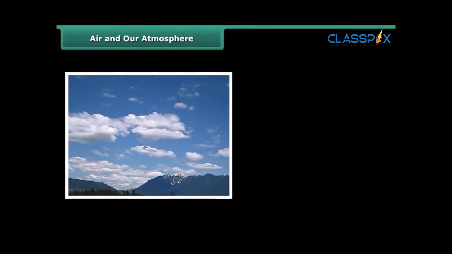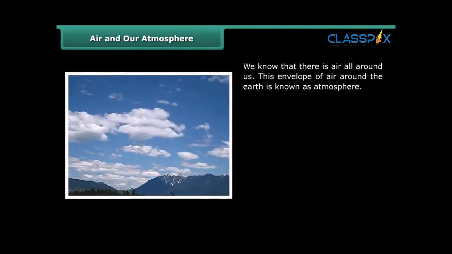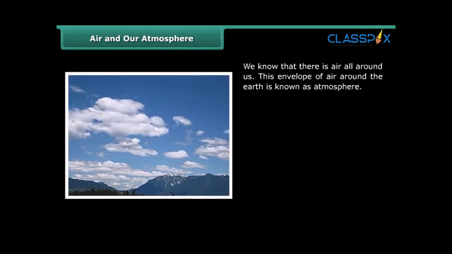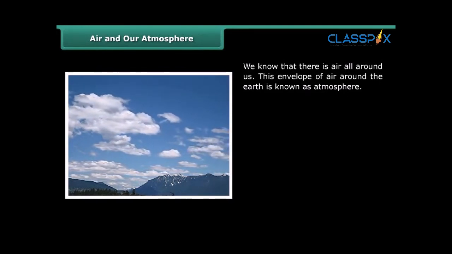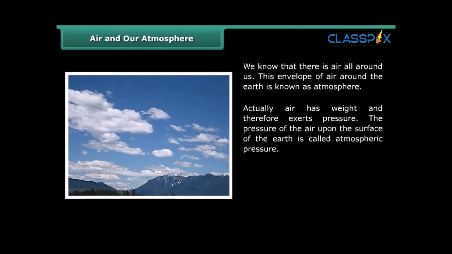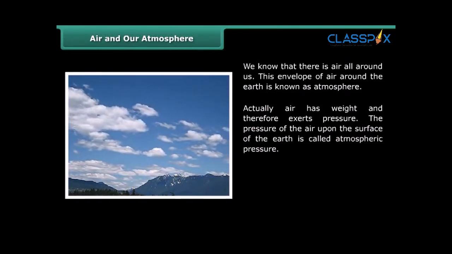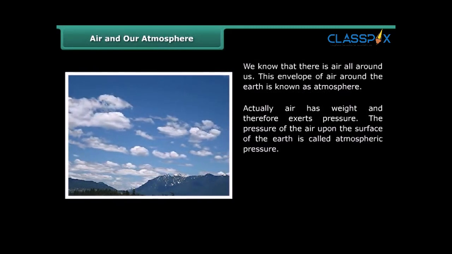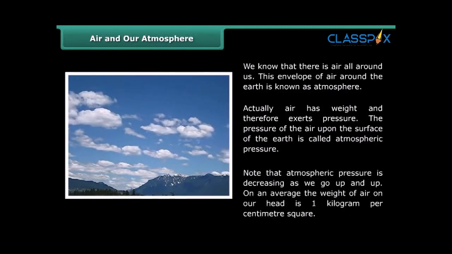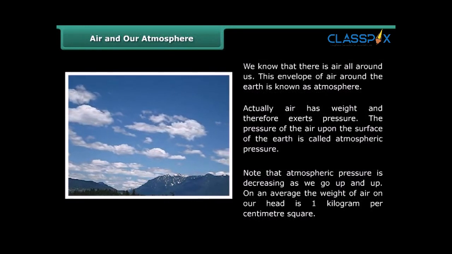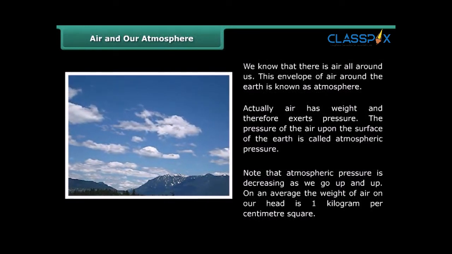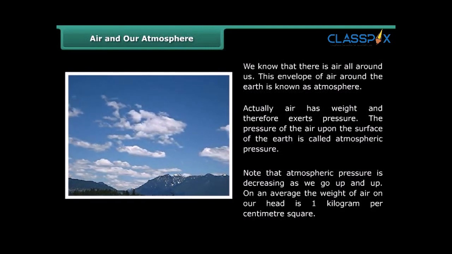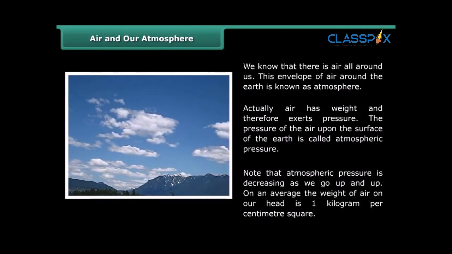Air and our atmosphere. We know that there is air all around us. This envelope of air around the earth is known as atmosphere. Actually, air has weight and therefore exerts pressure. The pressure of the air upon the surface of the earth is called atmospheric pressure. Note that atmospheric pressure decreases as we go up and up. On an average, the weight of air on our head is 1 kilogram per square centimeter.